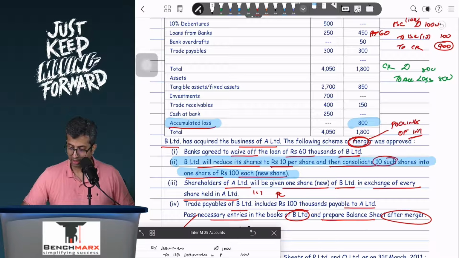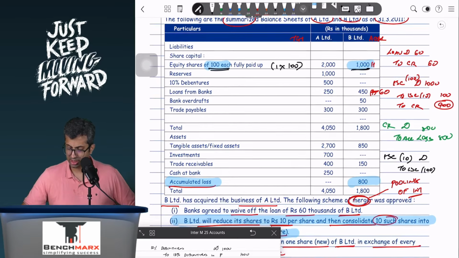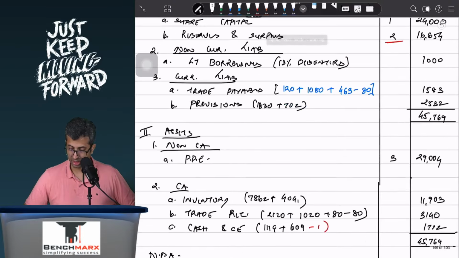Okay. Other than that, there is a share consolidation, the entry for which is equity share capital of rupees 10 account debit to equity share capital of rupees 100. So now what will happen is, you earlier had 10 shares of rupees 100 each, then it became 10 shares of rupees 10 each, and then ultimately it will be 1 share of rupees 100 each. Are we clear with this? So this is equity share capital which was 100 to equity share capital of 100. This is share consolidation.